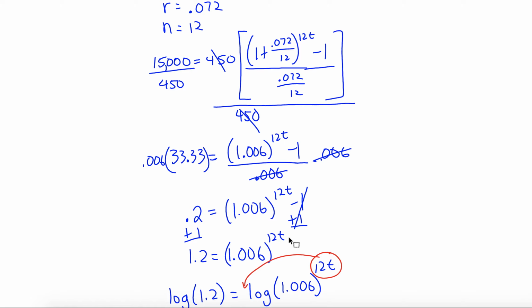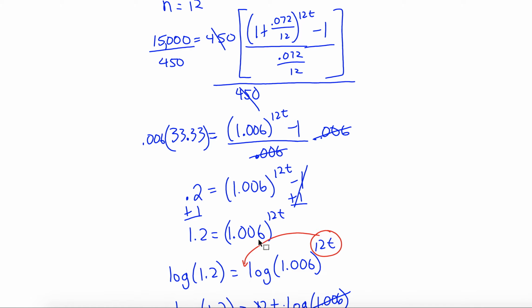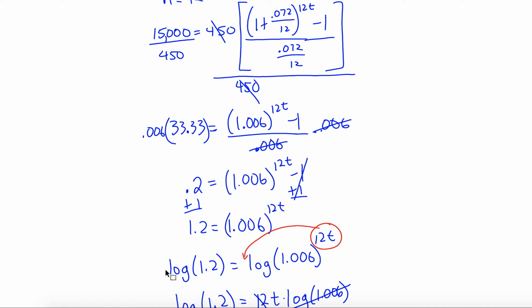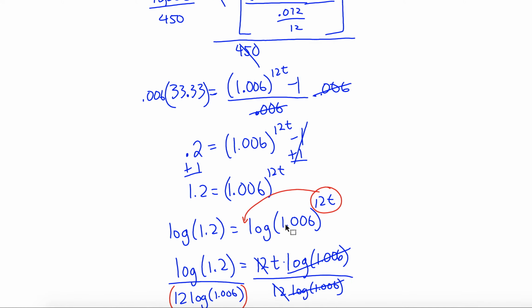And again, I want to solve for t. So that t's up here. And remember what I was saying before is if you take the log of both sides, again, this is log base 10 of both sides, there's a rule that says I can bring that 12t out in front. So that was a really nice rule that we had. So we're going to take the log of both sides, and that gives me the log of 1.2 equals 12t, the log of this 1.006.